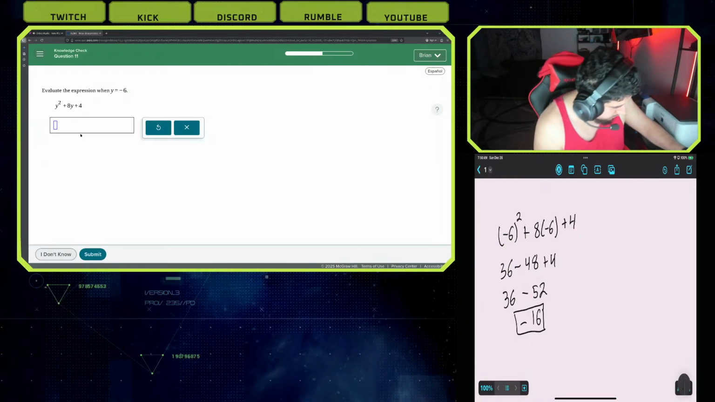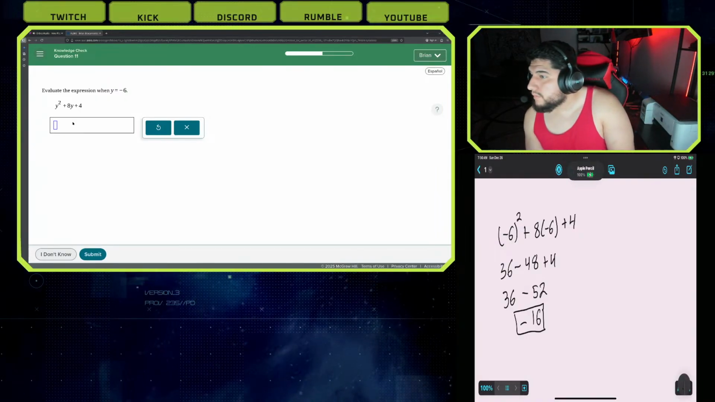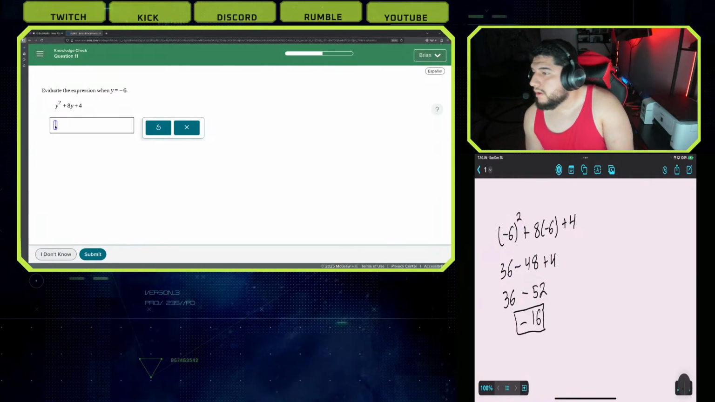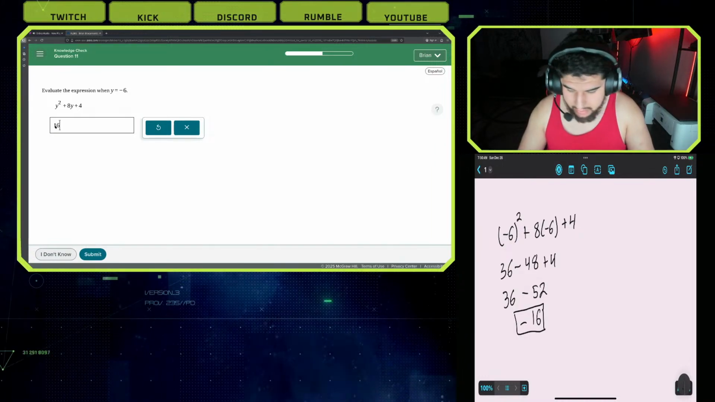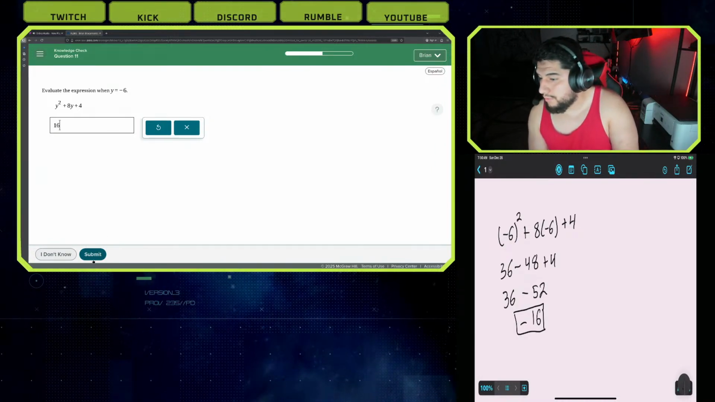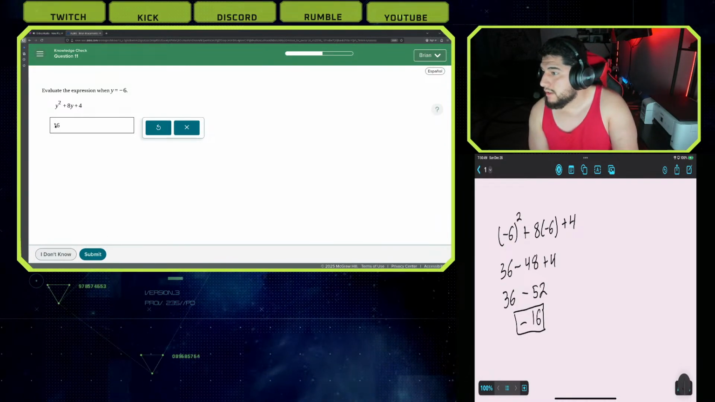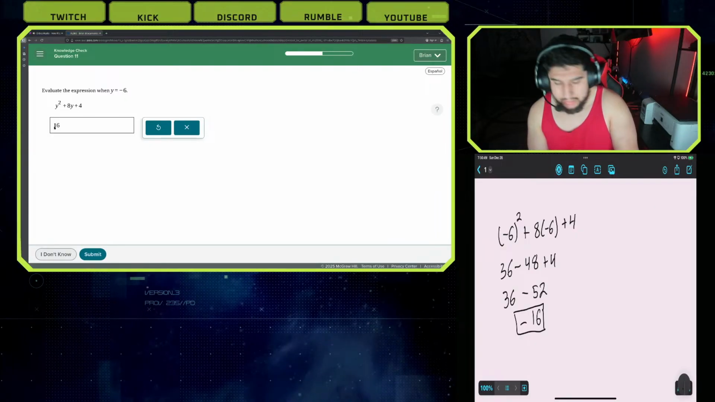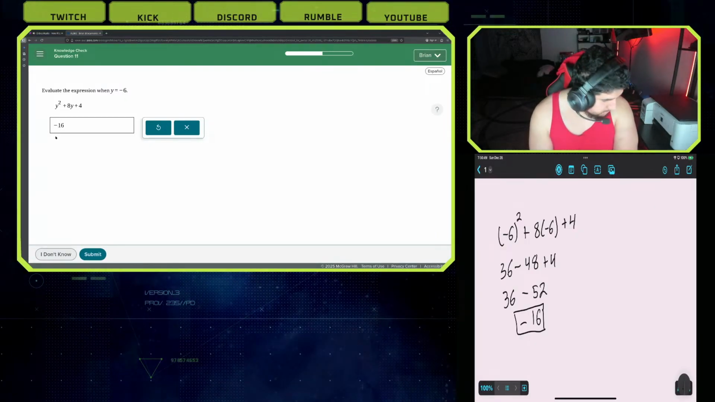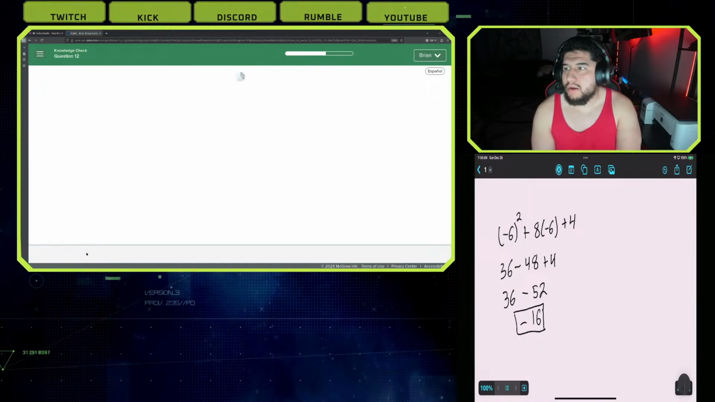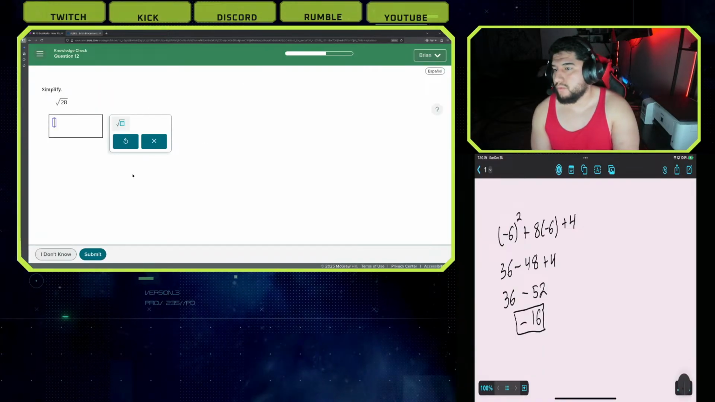Oh shoot. And if I get that wrong, then we'll get to do more of those. Oh, almost typed it in incorrectly. Negative 16. Whatever I get wrong, we'll do that again.